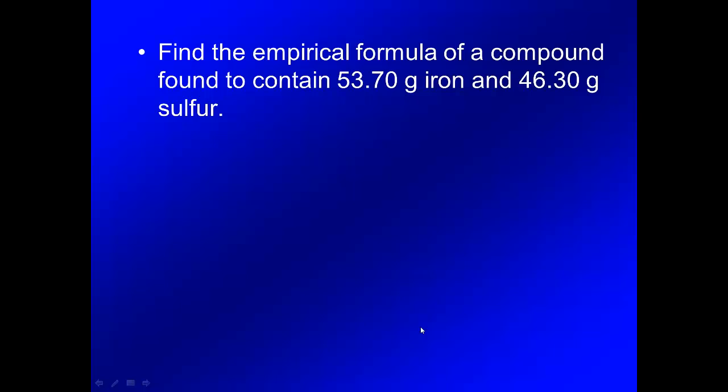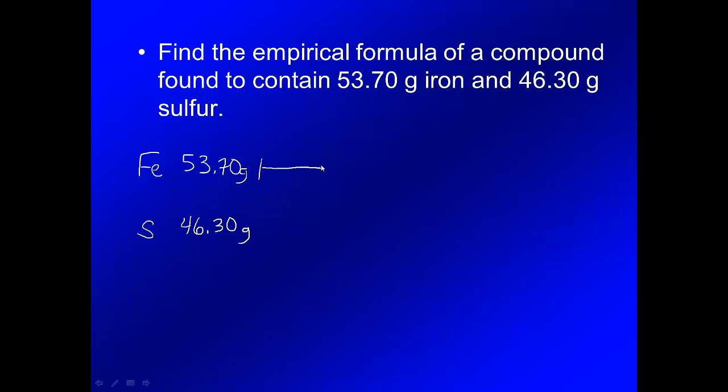Let's do another one. Find the empirical formula of a compound. I have 53.7 grams of iron and 56.3 grams of sulfur. Sometimes you might think, oh, I can take a shortcut. I know what the formula is going to be, but I can't on this because I have different irons. I need to figure out which iron it is. So what do I do? I write down how much I have.